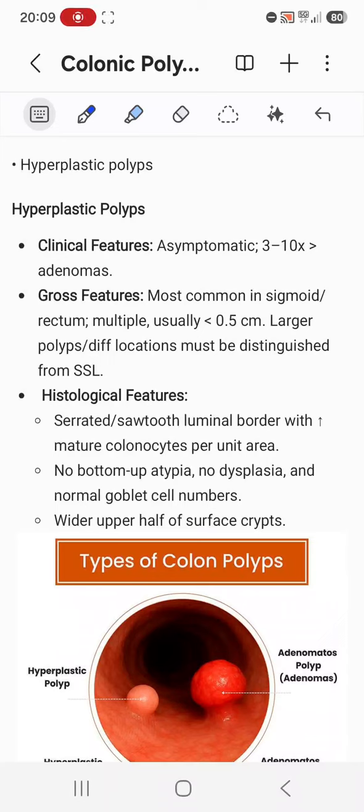This is a little bit of a talk about colonic polyps. We'll start with hyperplastic polyps today. So hyperplastic polyps are basically the most common polyps. They are 3 to 10 times more common than adenomas, and they are asymptomatic, and usually they do not develop into cancers.